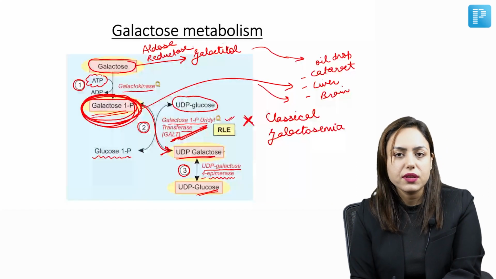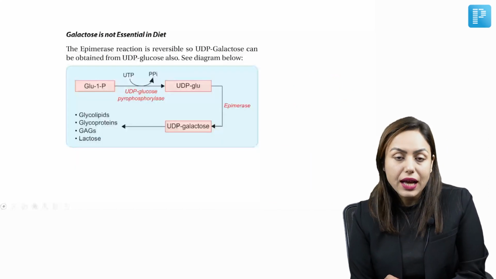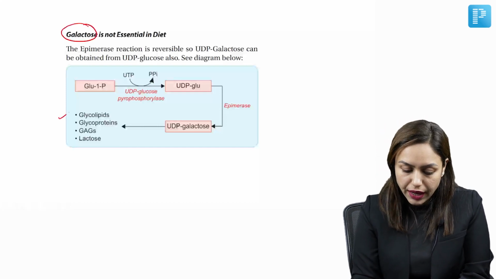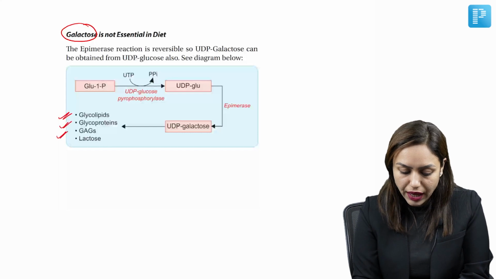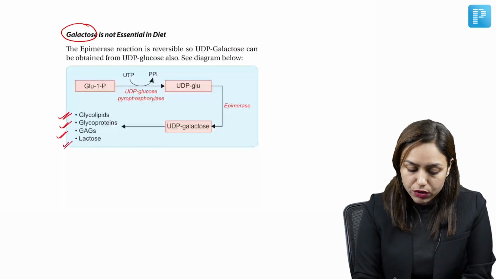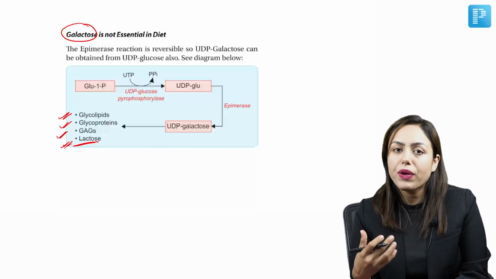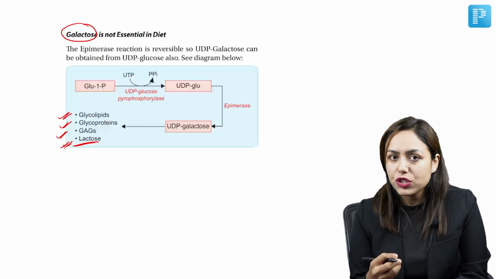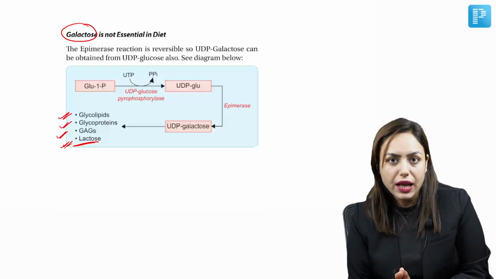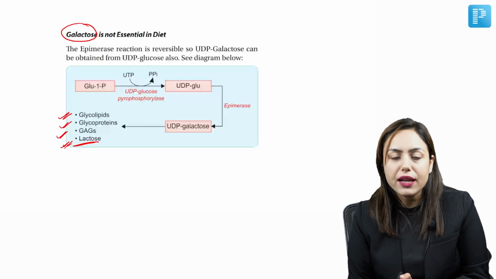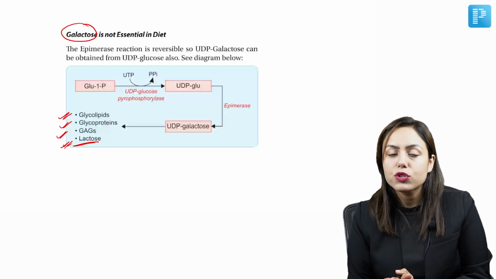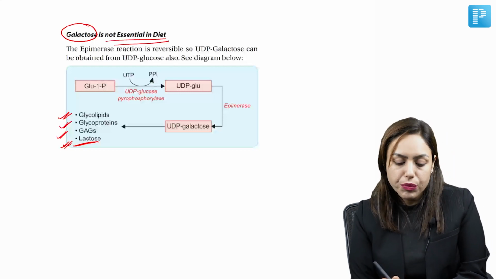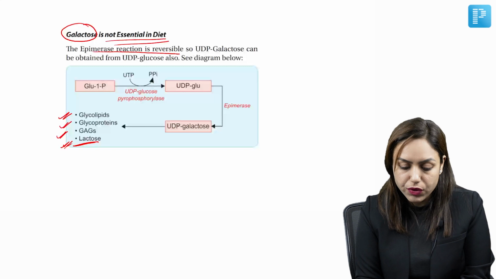Aldose reductase, right? Then it is an important point that galactose is required at many places in the body. That is glycolipids, glycoproteins, GAGs formation, and for lactose formation, for example, to make milk in a lactating mother, right? So galactose is required in the body. But in a patient with galactosemia, we restrict galactose in the diet, and galactose can be easily formed in the body. So galactose is not essential in the diet. How? Because the epimerase reaction is reversible.